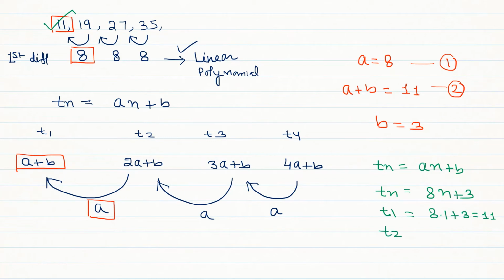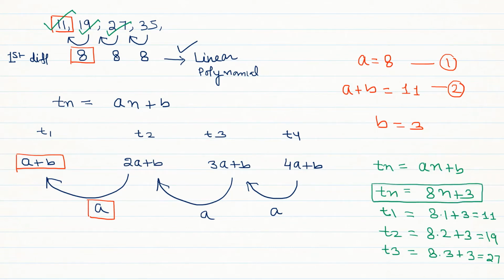Let's say t2, so n is 2, so it is 8 into 2 plus 3, which is going to be 19, and this is exactly the second term of my sequence. Let's take one more example. When n is 3, it should be 8 into 3 plus 3, so it is 27, and we can see that this is the third term of the given sequence. So this means this particular nth term is clearly describing my given sequence.